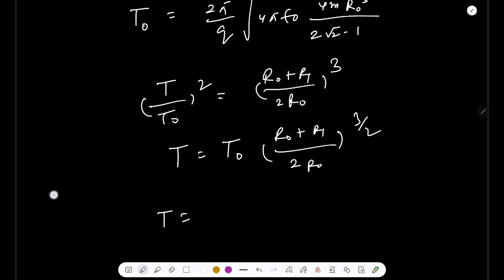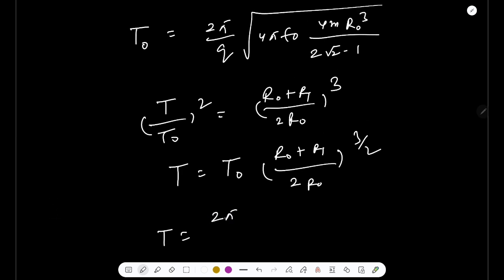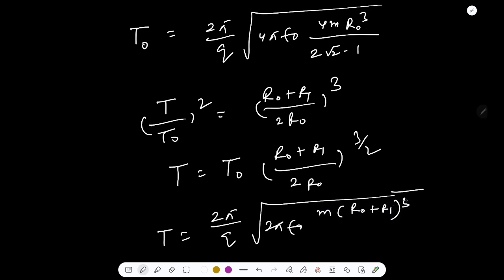You can substitute the value of T naught, which is given as 2 pi by q, and I think you will get the result like 2 pi by q, square root of 2 pi epsilon naught m (r naught plus r1) cube divided by (2 root 2 minus 1), and that's all.